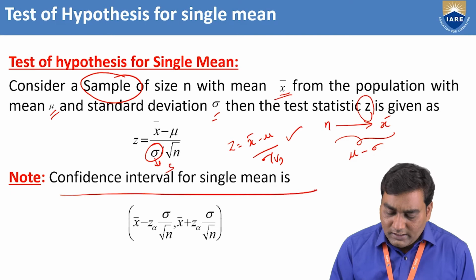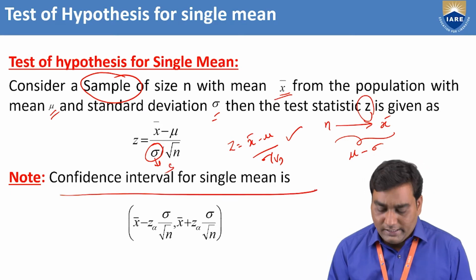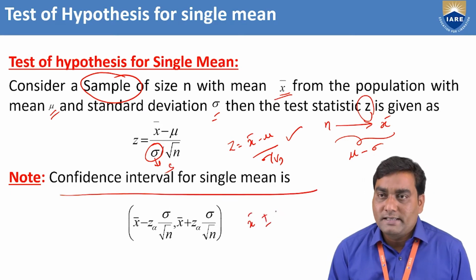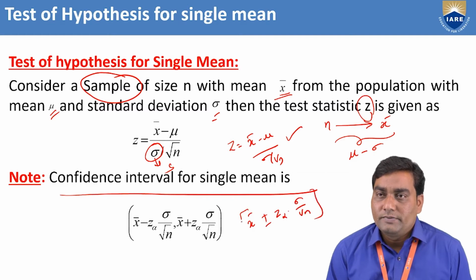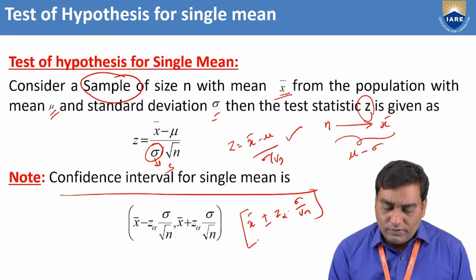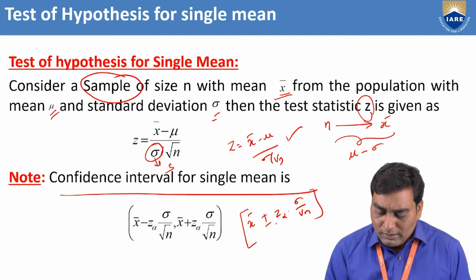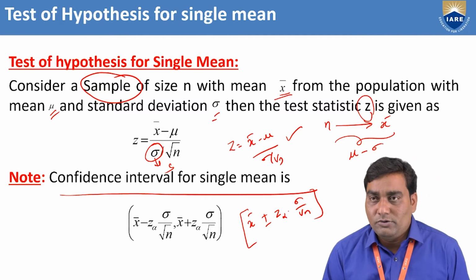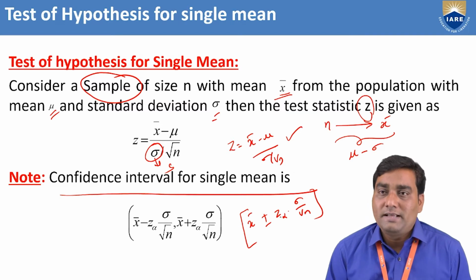And the confidence interval for single mean is x bar plus or minus z alpha into sigma by root n. This is the confidence interval formula for single mean: x bar minus z alpha into sigma by root n, or x bar plus z alpha into sigma by root n. That is the interval.